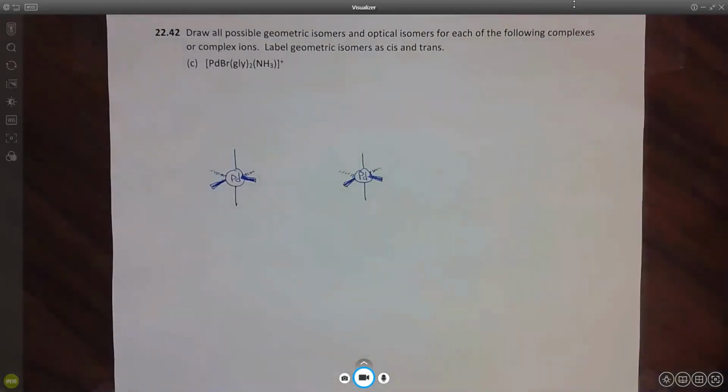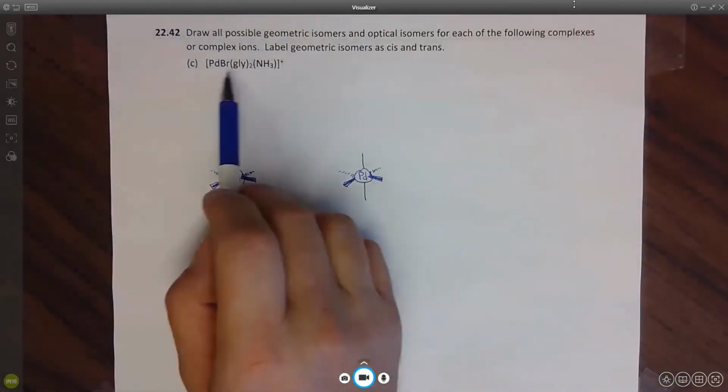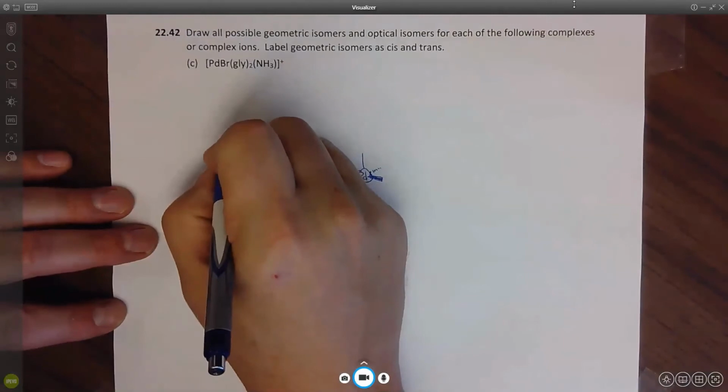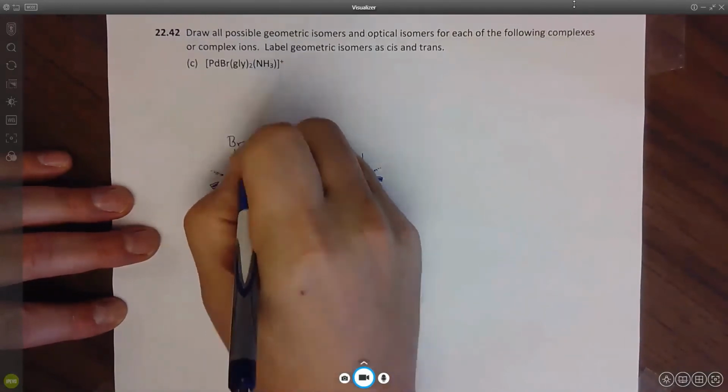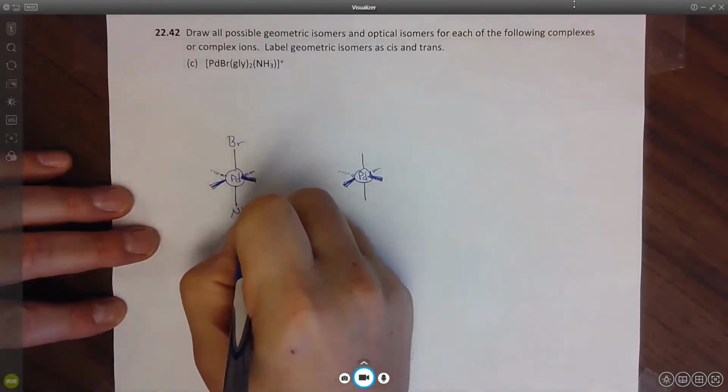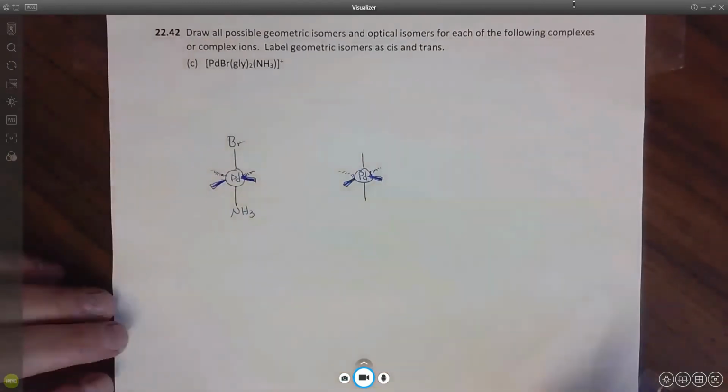Okay, so let's start. So I have a bromine and ammonia, so let's just put those at top and bottom for now. And then we have the two glycinate.